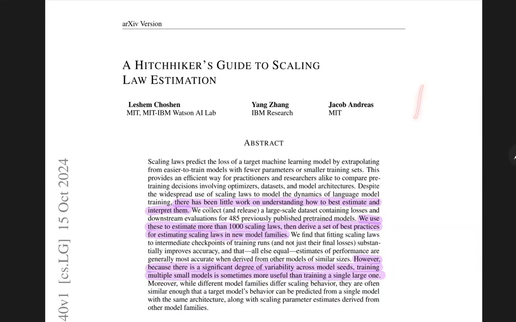So hey guys, today we are back with yet another video, and this is going to be a research paper based video again. Today's paper is A Hitchhiker's Guide to Scaling Law Estimation.